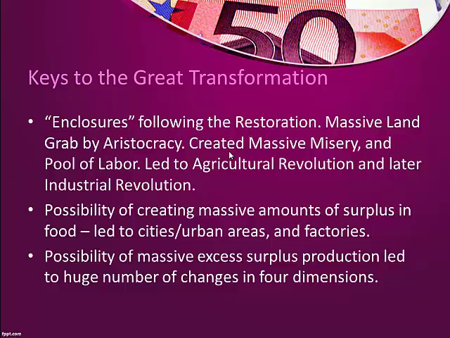So once you got surplus food, this led to the possibility of the Industrial Revolution, because you can now keep lots of people engaged in industrial production because there is excess food available, because basically the pre-market economy is a subsistence economy. You only raise the amount of food that you need. So these kinds of changes led to the possibility of massive excess surplus production.